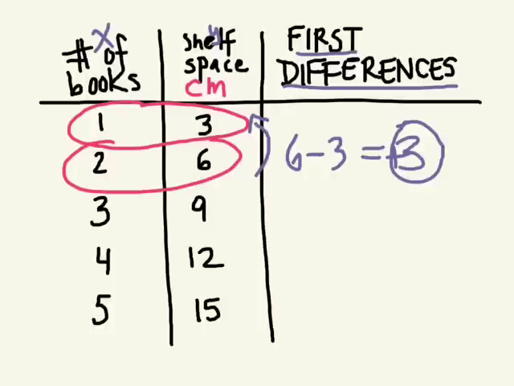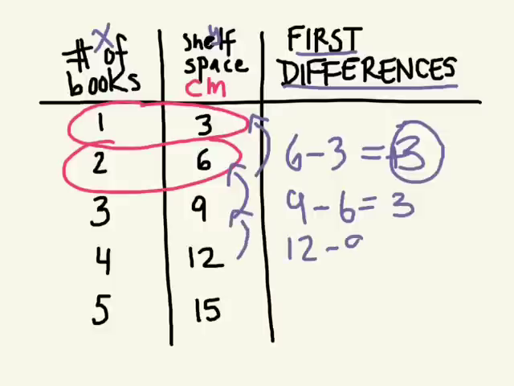Okay, we'll find all the differences. So the next one is going to be 9 take away 6. 3. Good. Next one. 12 take away 9. We're going from the bottom to the top because we're trying to find the difference between these values, what it's increasing by. And then finally, 15 take away 12 is 3.